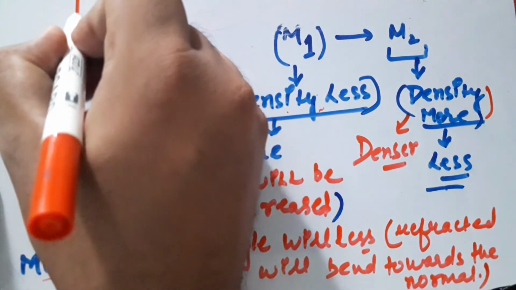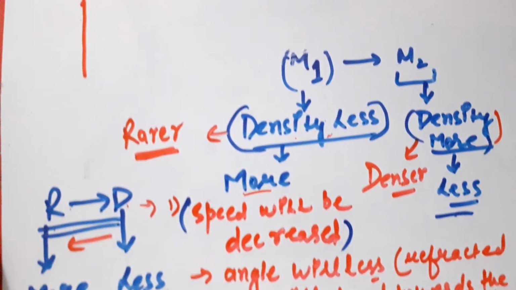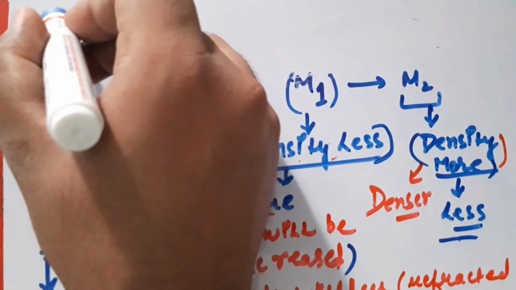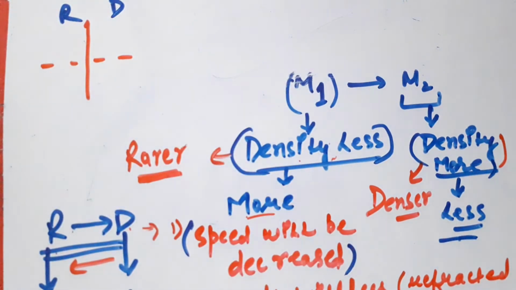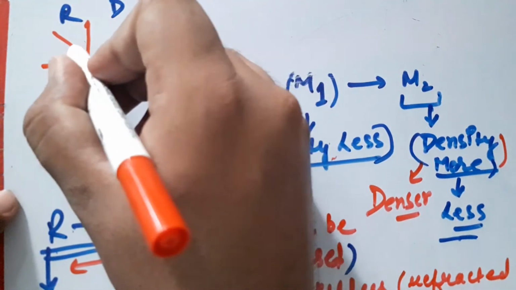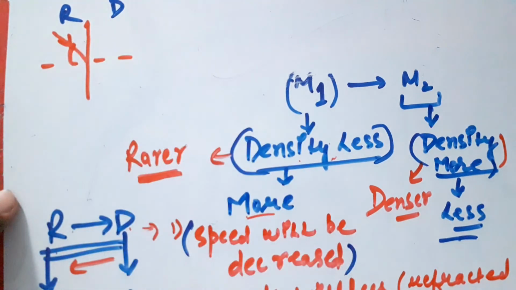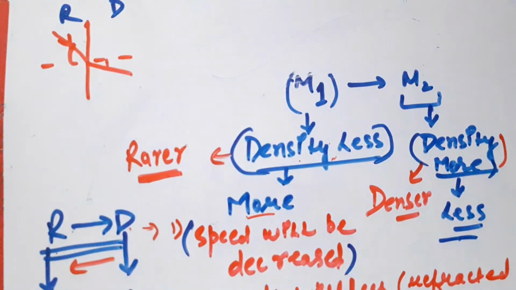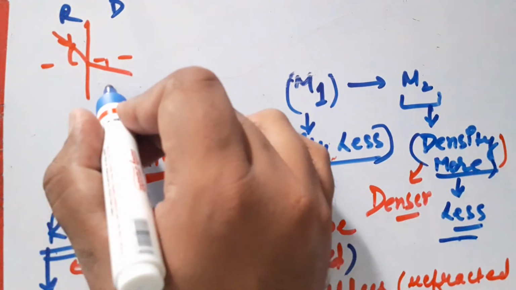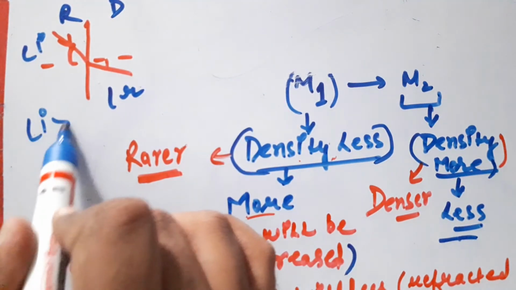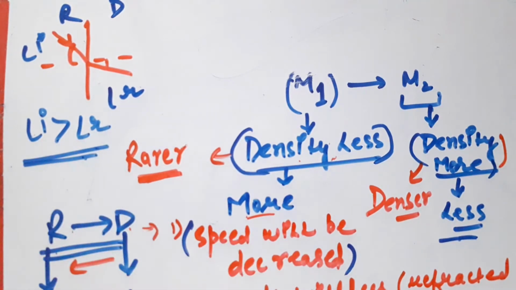Over here, suppose this is a refracting surface, and this is the normal along it, and this is your rarer medium, and this is your denser medium. So whenever a light ray is coming from rarer medium to denser medium, it will bend towards the normal. This is your angle of refraction, and this is your angle of incidence. So angle of incidence will always be greater than angle of refraction, right?